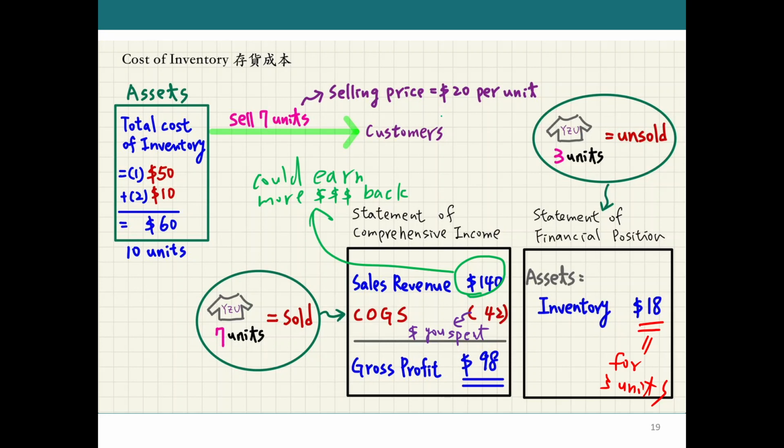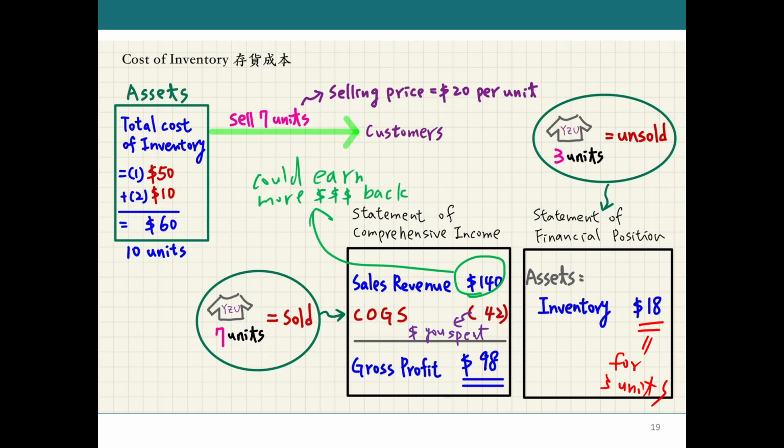Okay? So for this business, do you have the profit? Yes, 7 units. I just spent 42 before, but I could earn $140 back. Okay? So this business, I made money. So what's the profit you got? 98. Okay? But remember, gross profit, 毛利, 98 is the profit only from inventory. We didn't consider second expenses yet, okay?